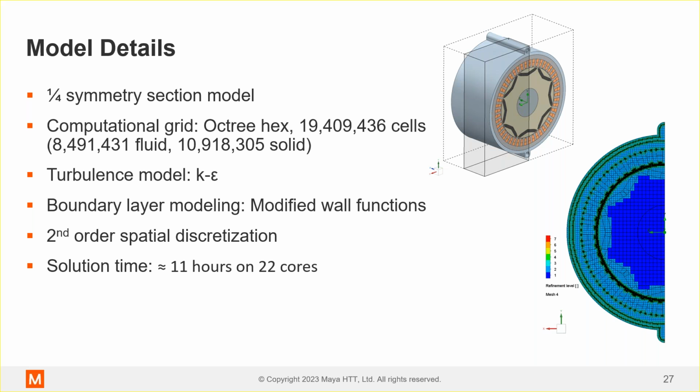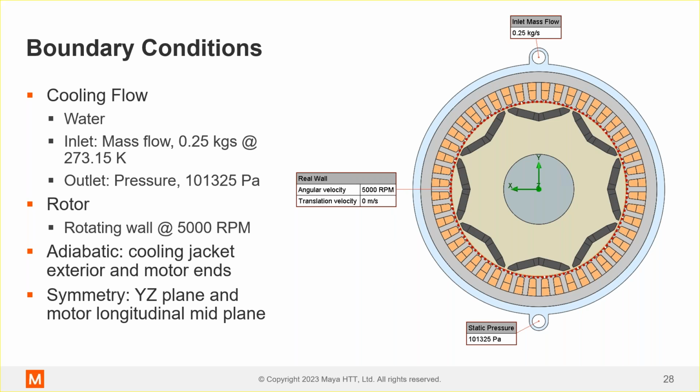FLOEFD does have a second order spatial discretization, and the solution time for one run was about 11 hours on 22 cores. As I said, it's a fairly good sized model. One way we could have reduced this down and maybe done some more runs with this model, or maybe a submodel, would be using a sector and then applying just a simple heat transfer coefficient instead of including the water jacket. But in this case, we wanted to show how a water jacket could be incorporated. Go ahead to the next slide.